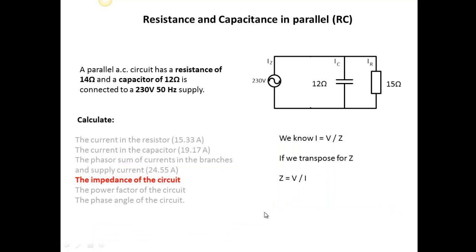Impedance again, we transpose for Z. Z is V over I, and we get 230 over 24.55, which was our phasor addition of currents, and we get 9.37 ohms.